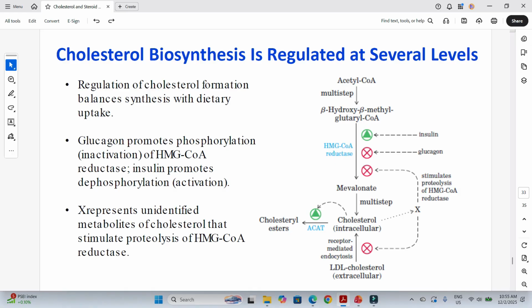It also inhibits the receptor-mediated endocytosis of cholesterol from LDL cholesterol. Now, I want you to notice that cholesterol here actually encourages or enhances the activity of ACAT, the enzyme that is responsible for the synthesis of cholesterol esters. Okay. All right.